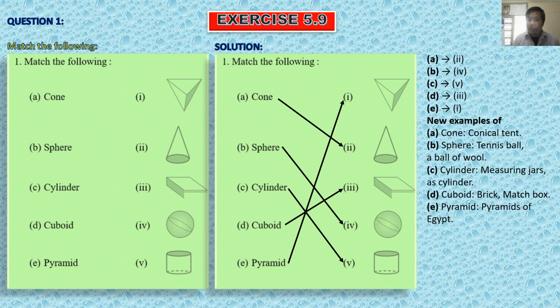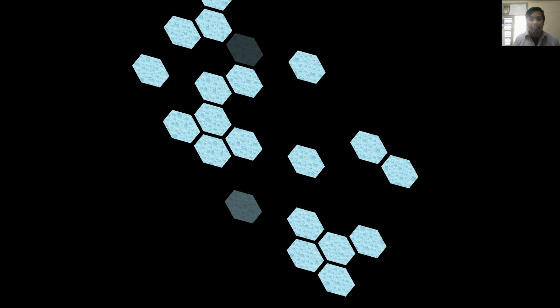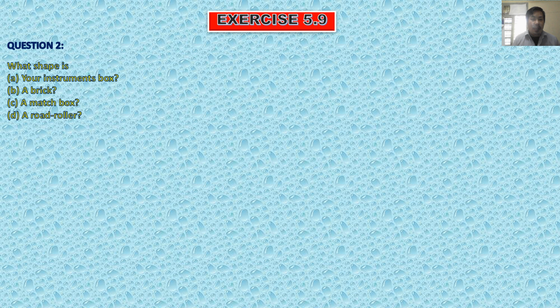Now let us go to question number 2, the next question. Yes, my dear students, in question number 2, we are going to say what the solid shape is. Number A, your instrument box. Number B, a brick. Number C, a matchbox. Number D, a road roller. Number E, a sweet laddu.